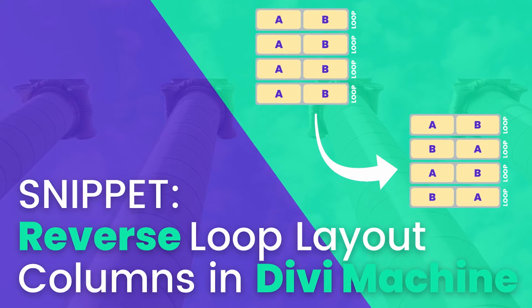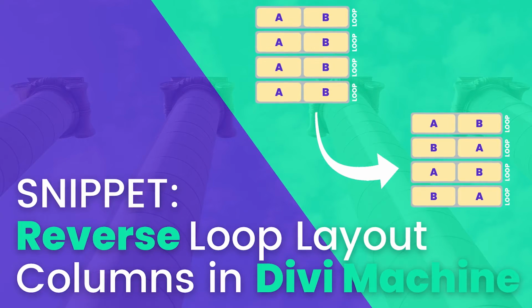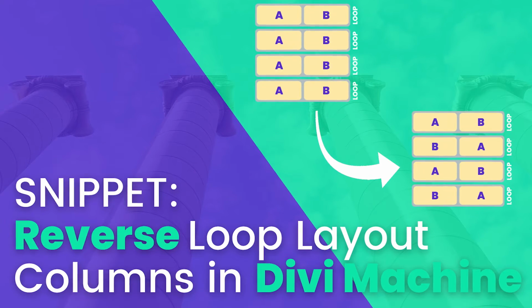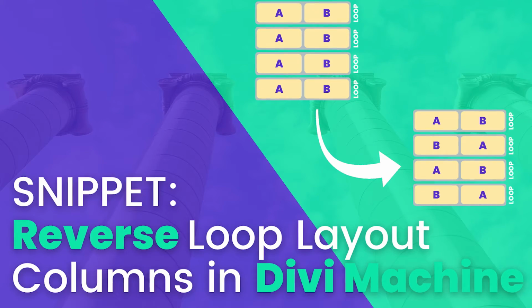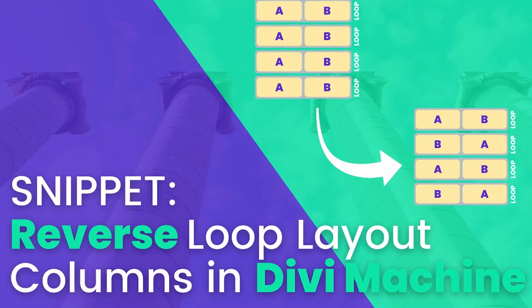My name is Roby, and today I'm going to be showing you how to reverse loop layout columns in one of our plugins, Divi Machine, using the nth-child CSS structured pseudo class.